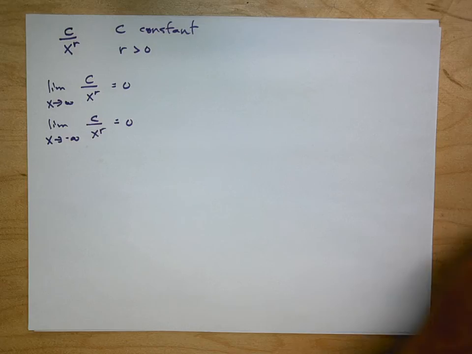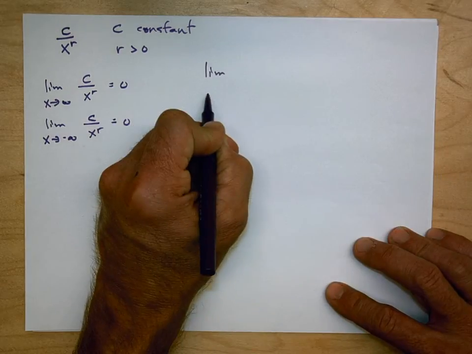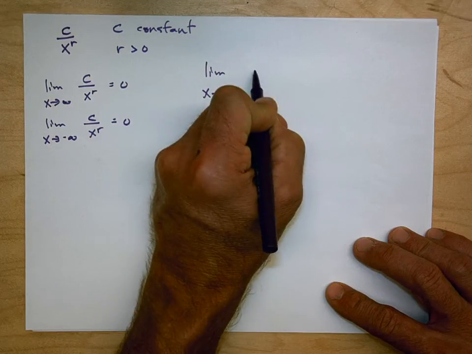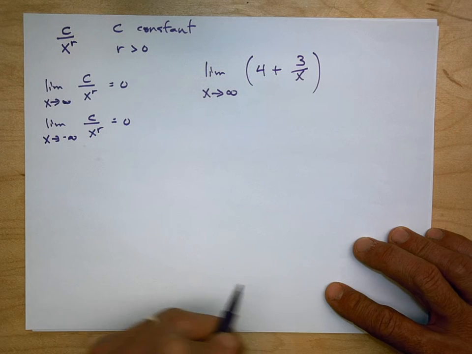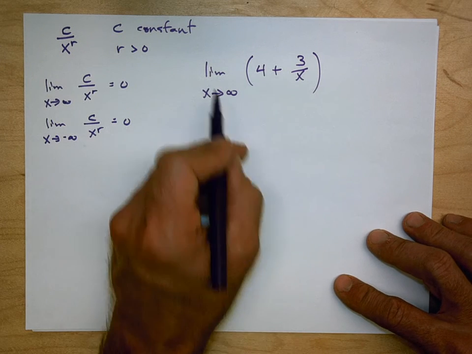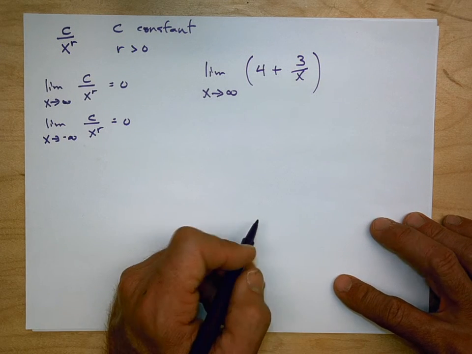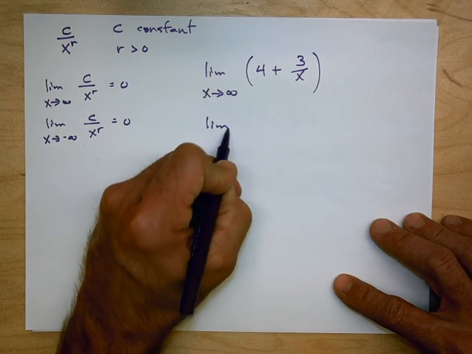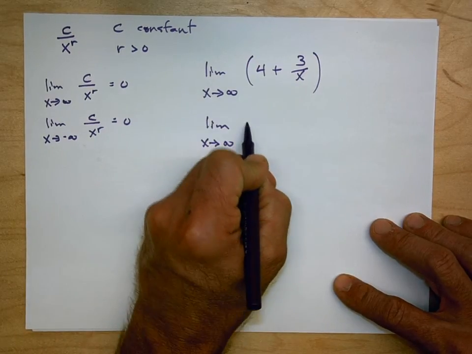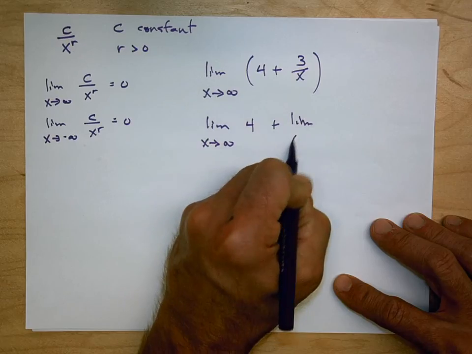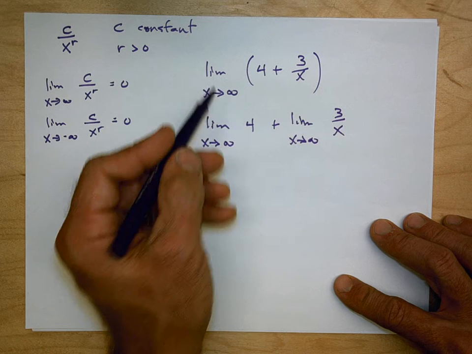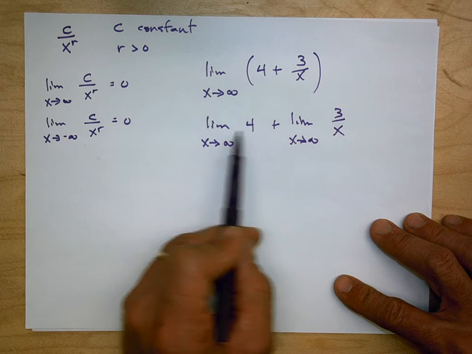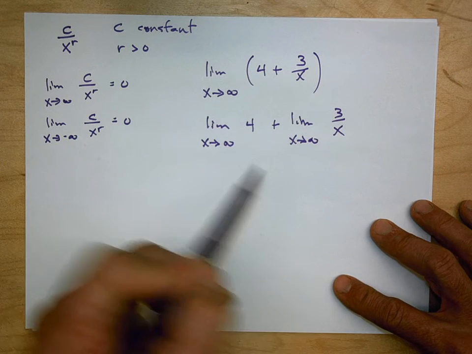So let's just see a quick example of something a little bit different. Take the limit as x goes to infinity of the function 4 plus 3 over x. One thing I want to point out here is that these limits at infinity follow the same properties as the limits that we've already been studying. So I could rewrite this as the limit as x goes to infinity of 4 plus the limit as x goes to infinity of 3 over x. Remember, we can write the limit of a sum as the sum of the limits so long as each of those limits exist. That's what we're going to investigate now.